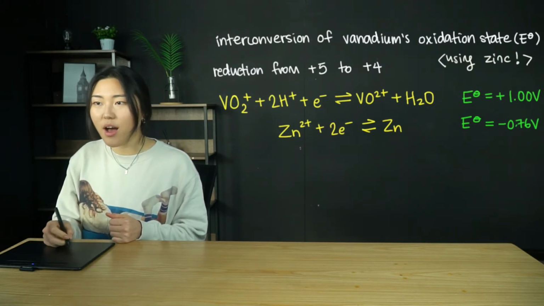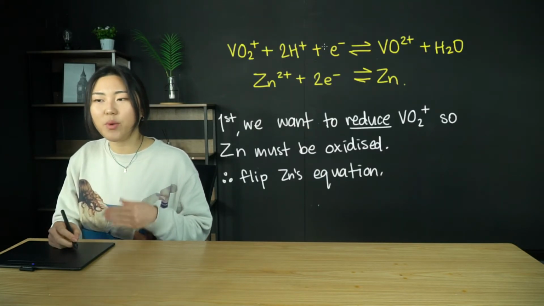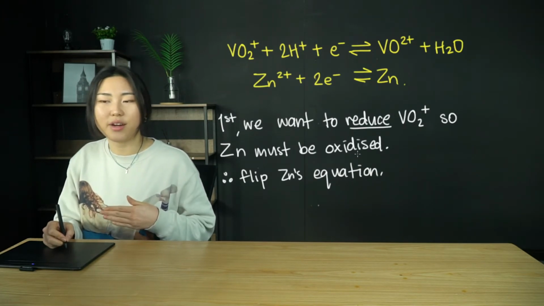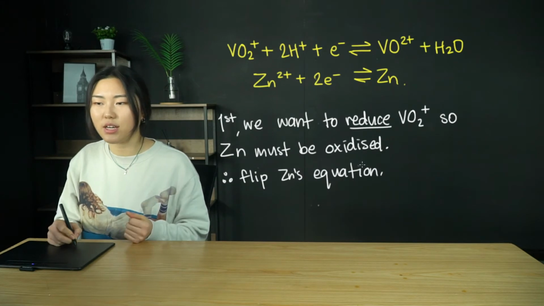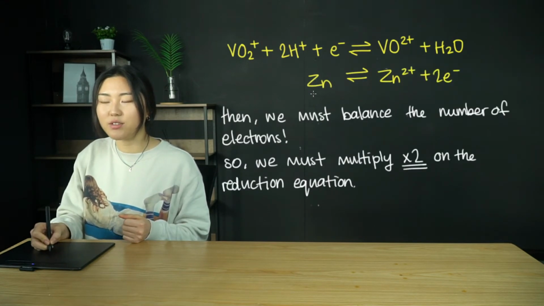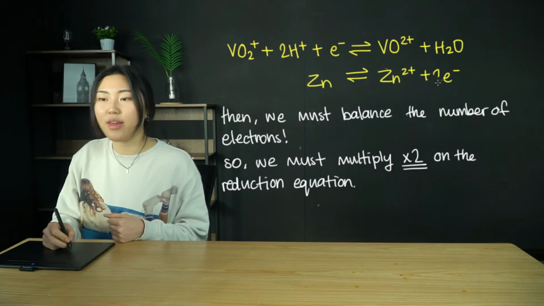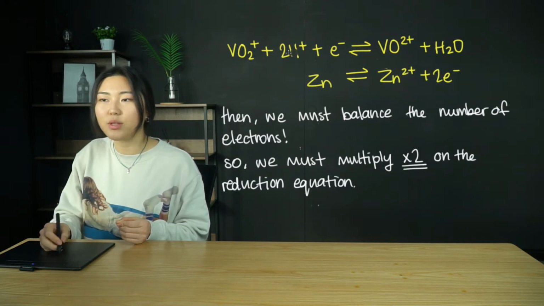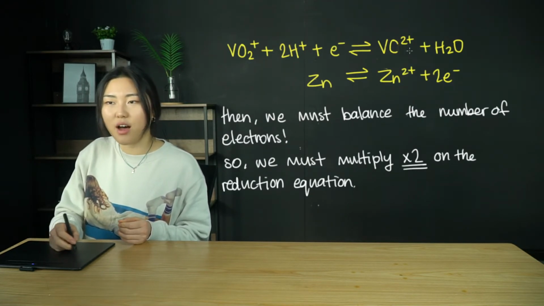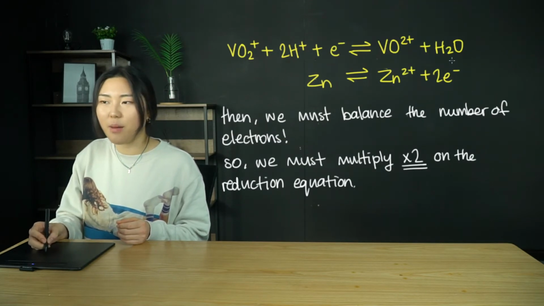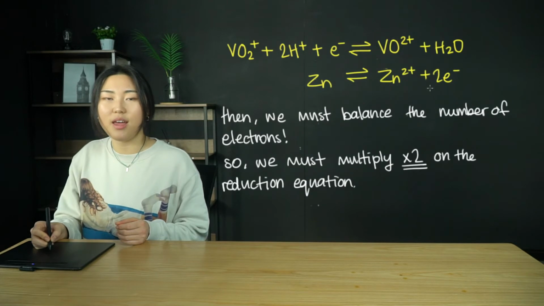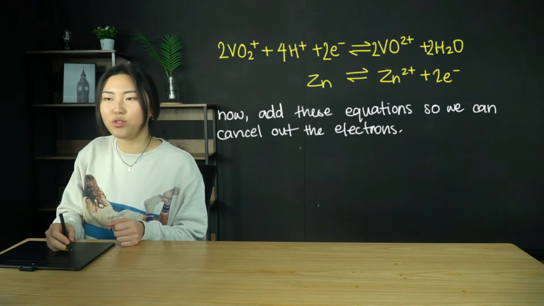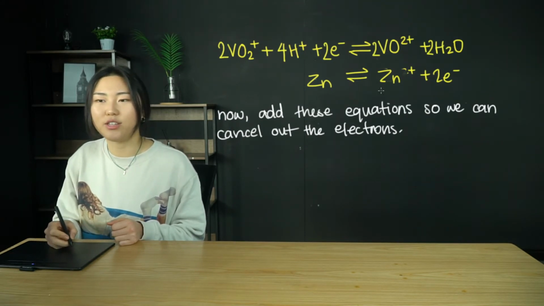Okay, so I have those half equations over there. First we want to reduce the VO2+, so zinc has to be oxidized, right? Therefore we need to flip zinc's equation. So over here now zinc is being oxidized, right? It's losing the electrons. Then we must balance the number of electrons. As you can see, the first half equation has only one electron, yeah? So we need to multiply this by 2 so that we can balance out the 2 electrons on the zinc's equation. So I have done that. So we have 2, 4, 2, 2, 2 as our stoichiometric ratio now.